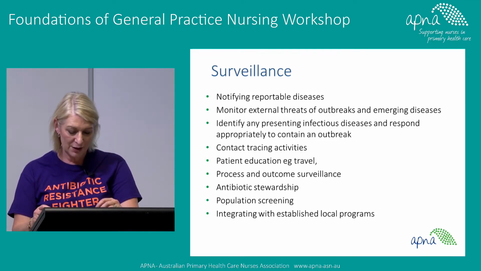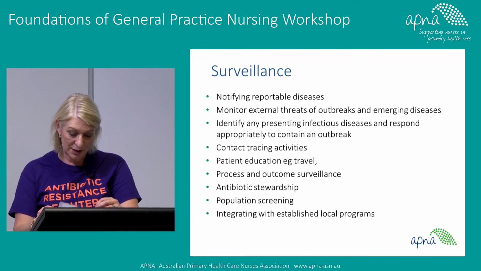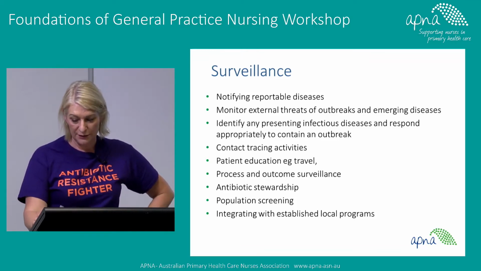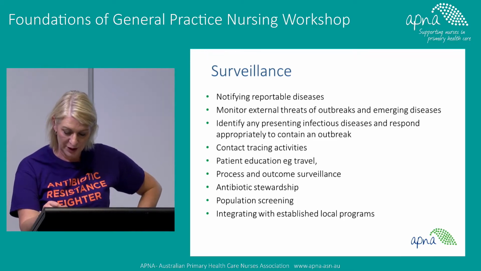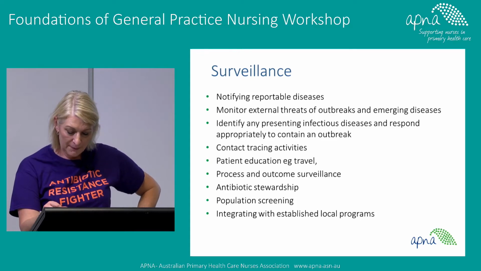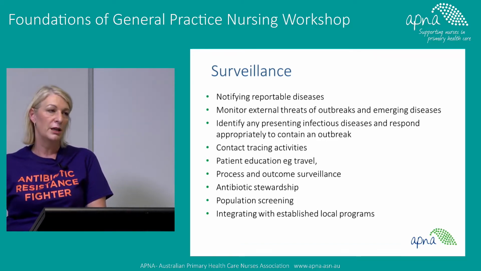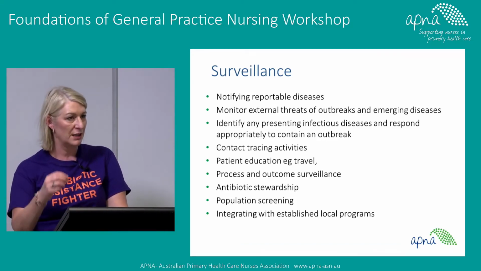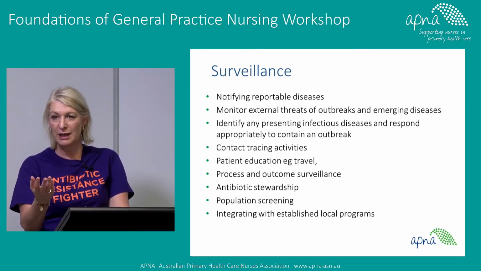The other thing that surveillance is about is identifying any presenting infectious diseases. Obviously that's a big role of reception staff, and it's important that staff respond rapidly when someone presents with a suspected or confirmed infectious disease. That's around your triage, but measles is a good example: if you've heard about this measles outbreak in Melbourne, you might send something around to your reception staff and your doctors saying, did you know this was in the media, that there's been a measles outbreak?